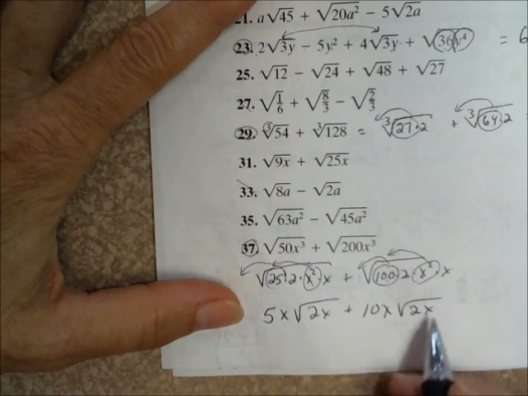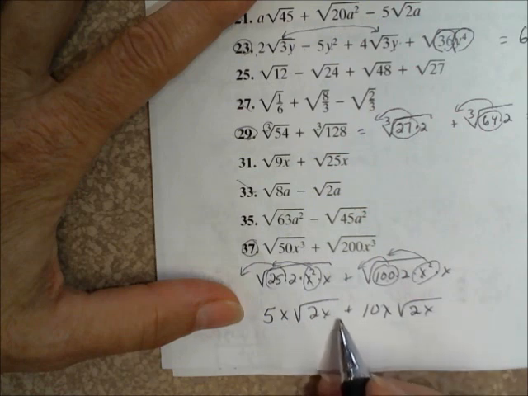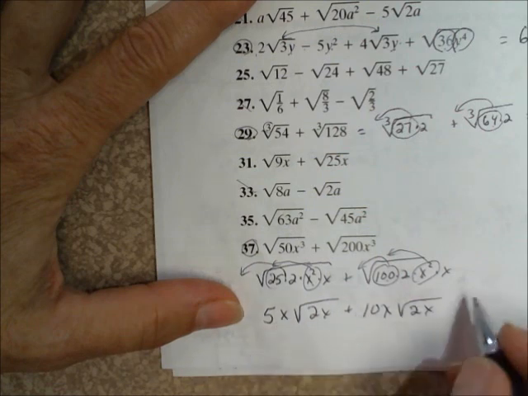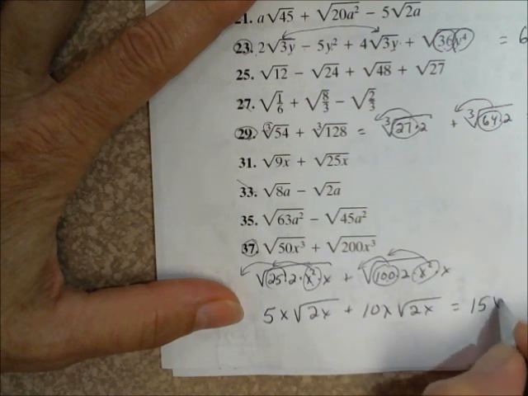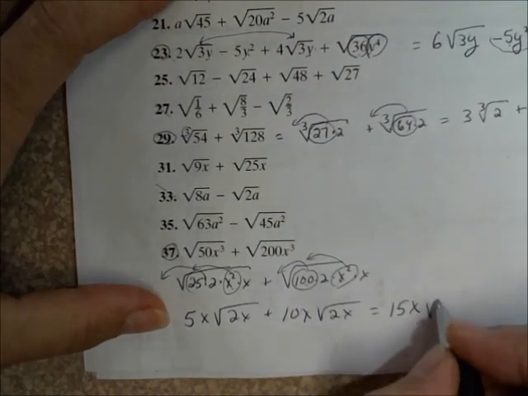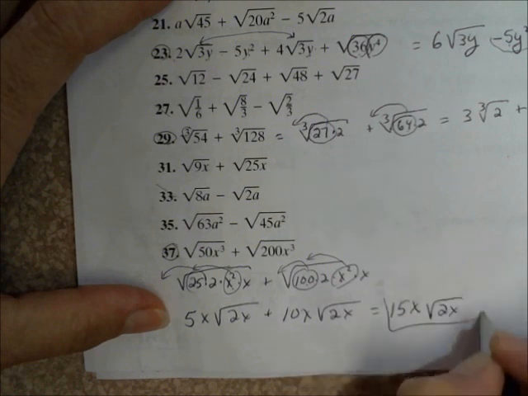And so now we can combine these because they're like. The two x's are the same. 5x plus 10x equals 15x. And then we can bring along the square root of 2x, and that's the end of that problem.